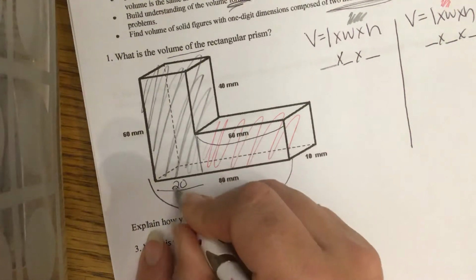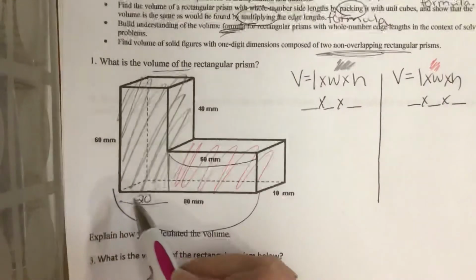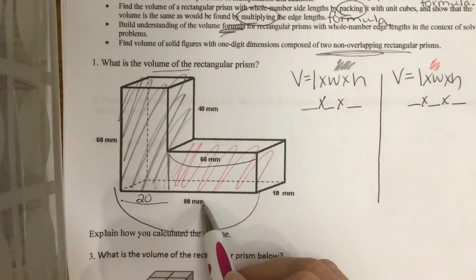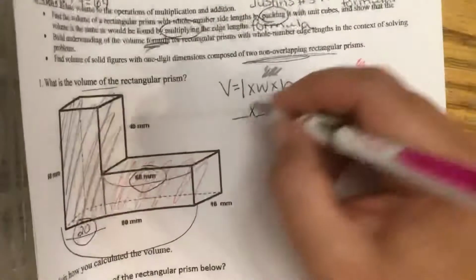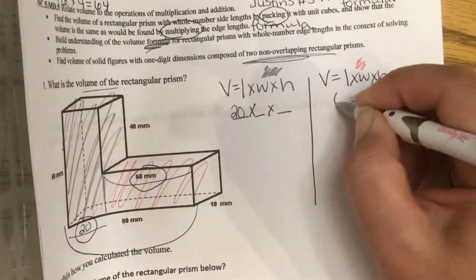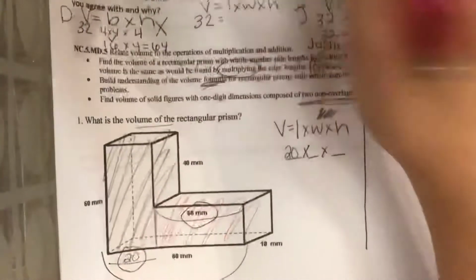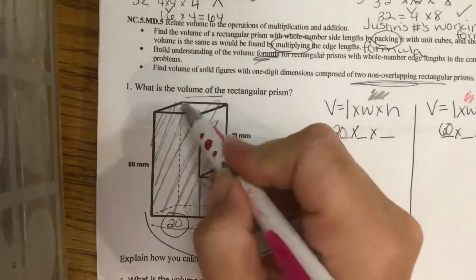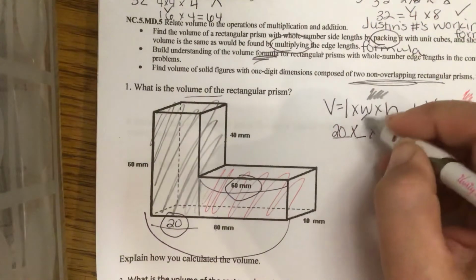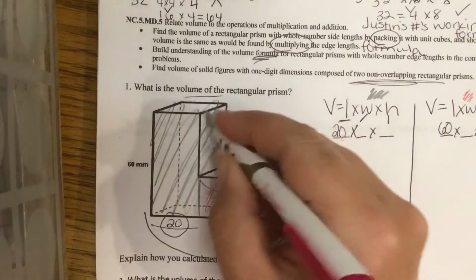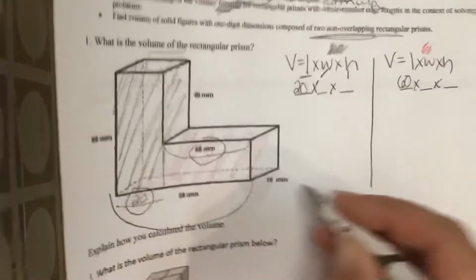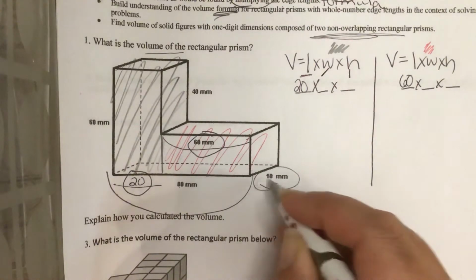80 minus 60 is 20. So I know that this side is 20, and this side is 60. 20 and 60. So I'm going to say 20, and I'm going to say 60 for width. Okay, I don't see any diagonal. Width is diagonal, right? I don't see any, so I have to track my brain all the way around. Oh, I see it here, 10.